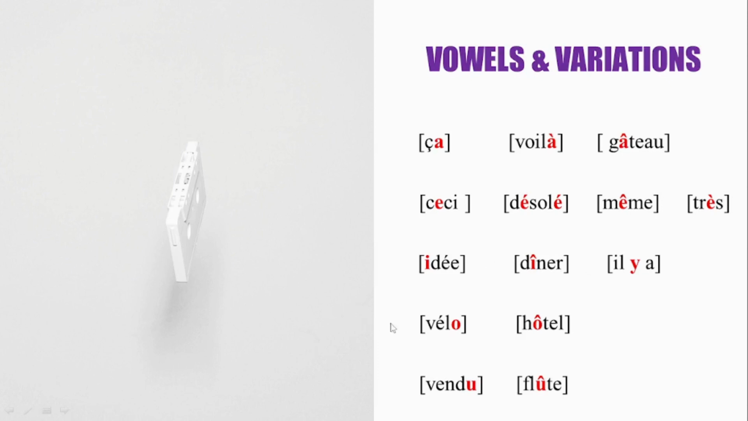So, on to the next vowel, we're going to be looking at O now. So we have vélo, hôtel, vélo, hôtel, vélo, hôtel.